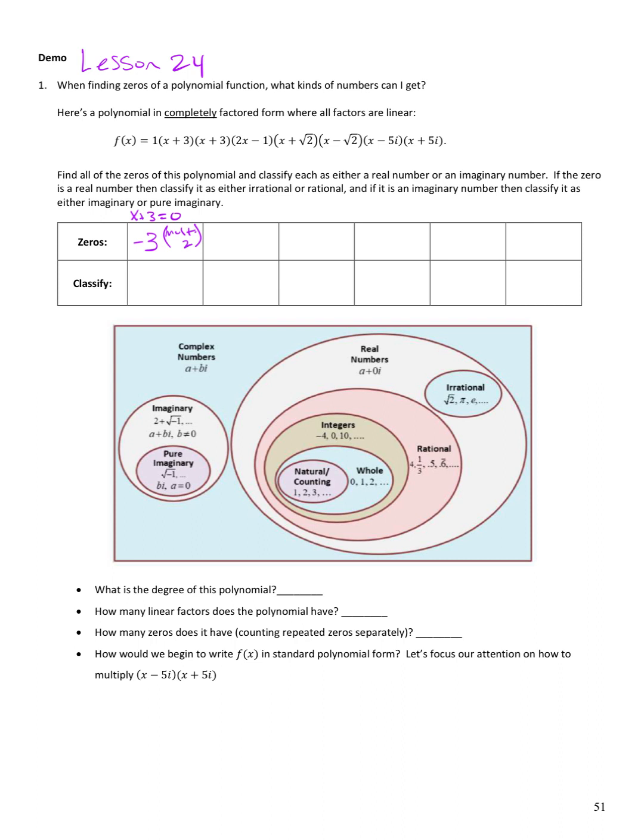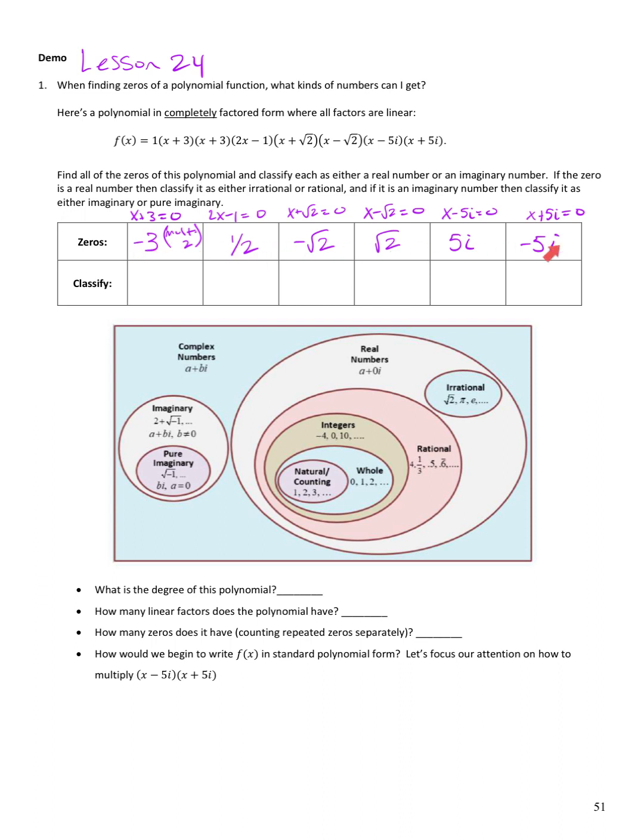So my next factor would be 2x minus 1 equals 0, and when I solve that, I get x equals 1/2. And then I have x plus root 2 equals 0. Solve that for x, and I get negative root 2. And then x minus root 2 equals 0. And when I solve that, I get x equals positive root 2. x minus 5i equals 0. Solve for x, and I get 5i. And x plus 5i equals 0. Solve for x, and we get negative 5i.